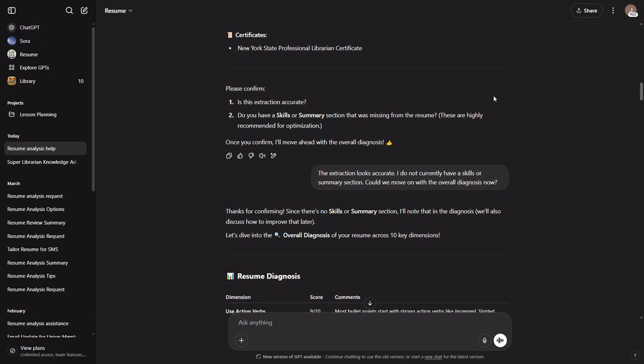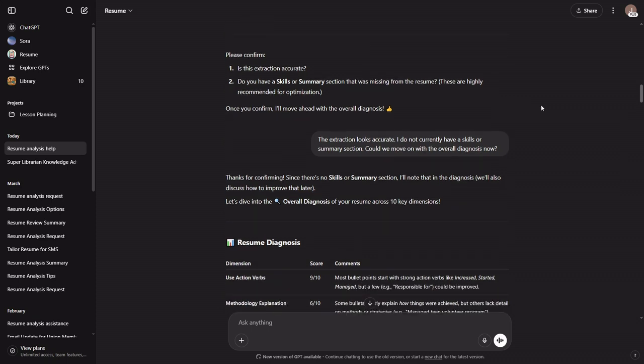So again, I just want to respond in a detailed but concise manner. So I say the extraction looks correct. I do not currently have a skills or summary section. This was lacking in the resume that I provided it. And this is a real world resume. This is one that a coworker gave me that I think was a great example of a bare bones resume.